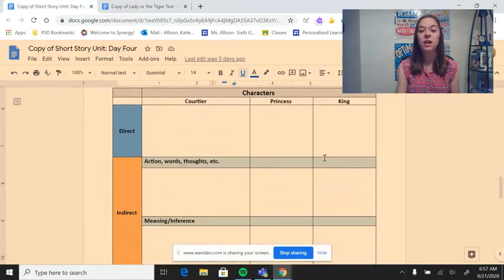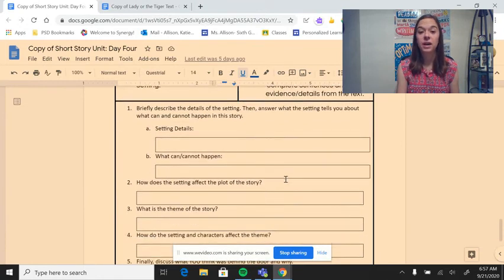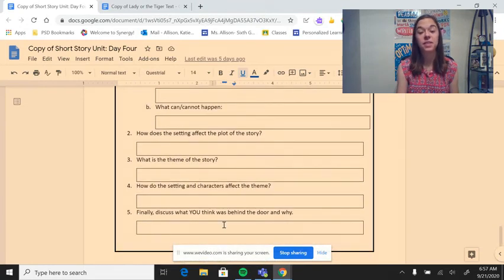And then at the end here, you had to look at a couple of different characters that really played a key part. We're trying to make some inferences based on what we were told or what we had to guess about them. And then finally, we had some application questions. And I think, honestly, the most important was number 5: What do you think was behind the door and why? So hopefully you were able to get a really strong answer for that based on the different elements of plot that we looked at and based on the way all of those things fit together.